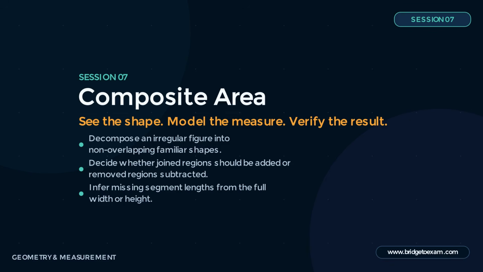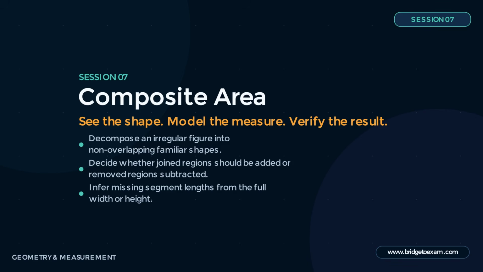Welcome to Session 7, Composite Area. We will build the idea visually, solve a complete example, and finish with a short independent check. By the end, you will be able to decompose an irregular figure into non-overlapping familiar shapes.